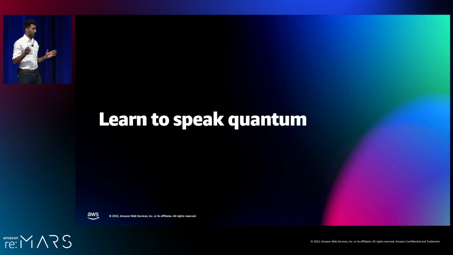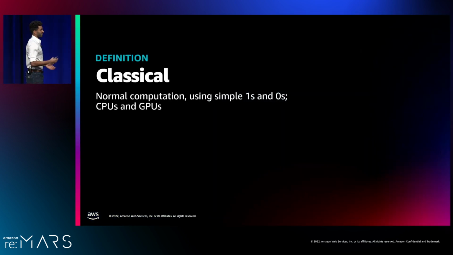OK, for the jargon. First is classical. I've probably used this a lot. It means normal computation. Everything that we use today, ones and zeros, CPUs, GPUs. And I'm not picking on classical computation at all. In fact, it's the big dog in the park. It's the incumbent. It's not going to be surpassed by quantum computing anytime in the near future for most tasks.